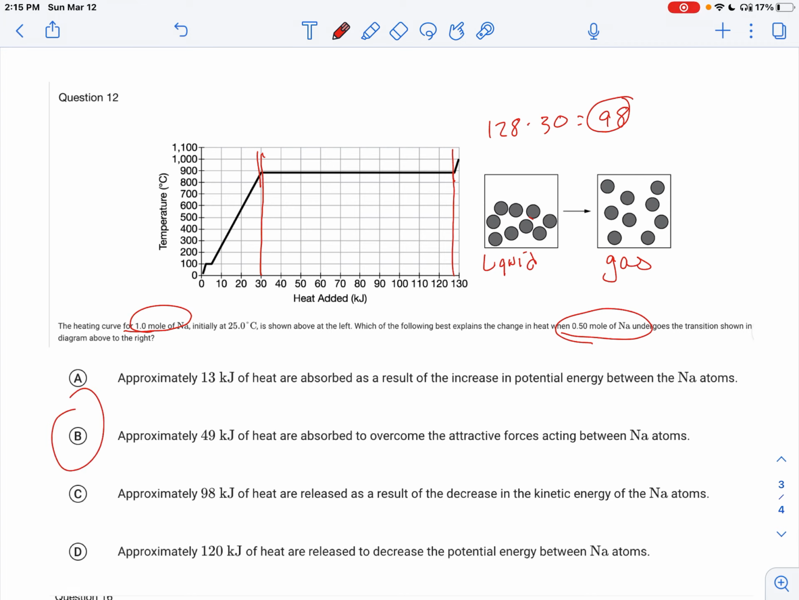If you want to take a look at these other options: 13. Increase in potential energy? No, we're changing the potential energy, but that's not how we get the heat absorbed. Also, 13 makes no sense. 98 kilojoules are released. Nope, we have to absorb them to go from liquid to gas. And 120 are released. Nope, we have to absorb them to go from liquid to gas. So it has to be either A or B. My guess is the 13 might be what they, no, I don't know where the 13 comes from, but it definitely should be B.